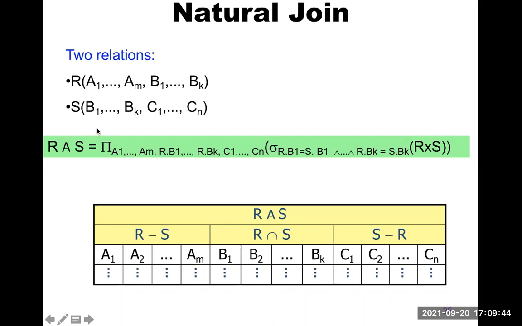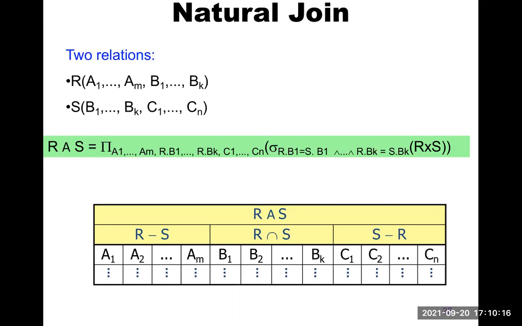And join operation may be expressed in terms of other operations. So we may build a Cartesian product and then apply selection using a set of conditions. Column B1 from R should be equal to column B1 of S. B2 should be equal to B2. B3 should be equal to B3. BK from here should be equal to BK from there.